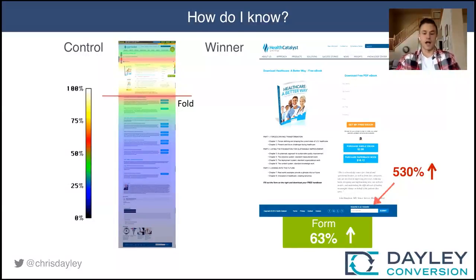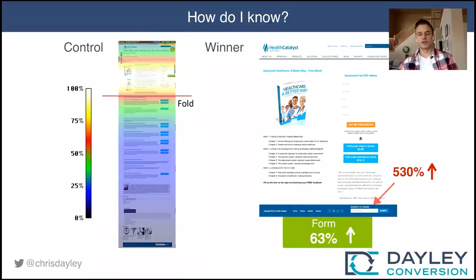Now, they had a ton of call to action buttons that were down there. Nobody was engaging with them. And so we ran a test where we just removed some of that content that was down below the fold. We had a 63% lift in form completions.